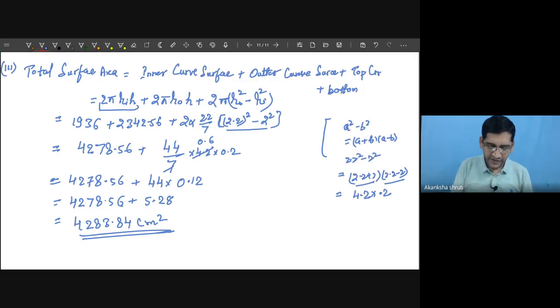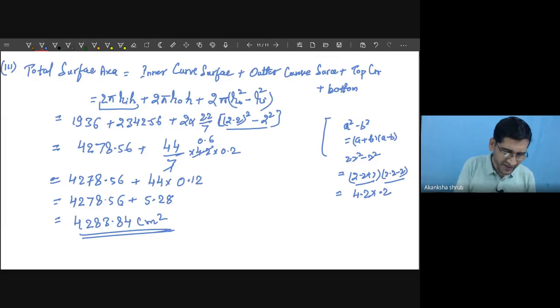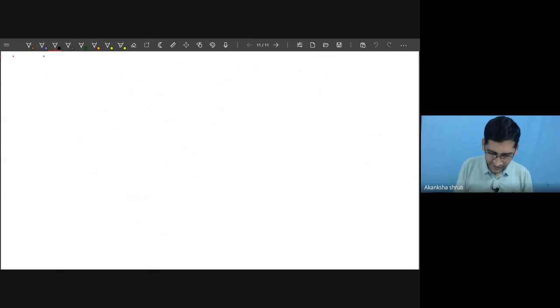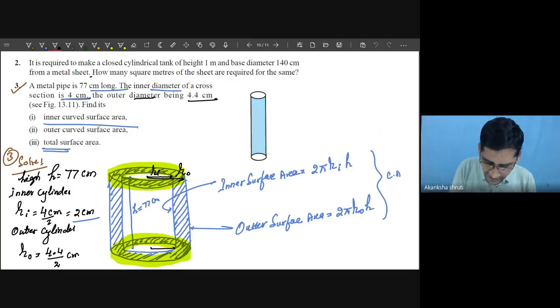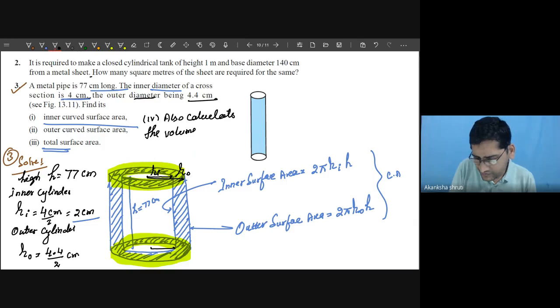So let me add one more thing. Also, write in this fourth, also calculate the volume of material of pipe. What is the volume of this? So how can we obtain it?